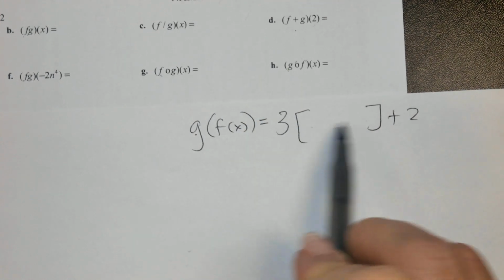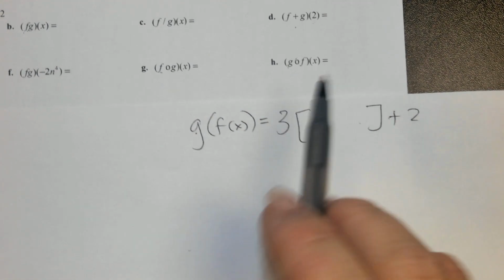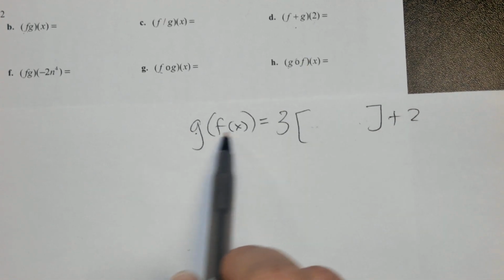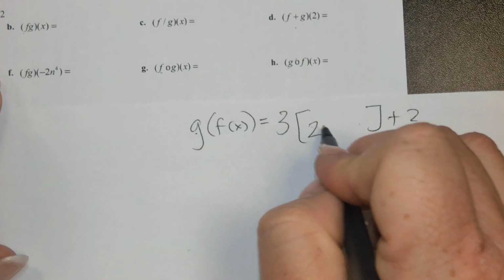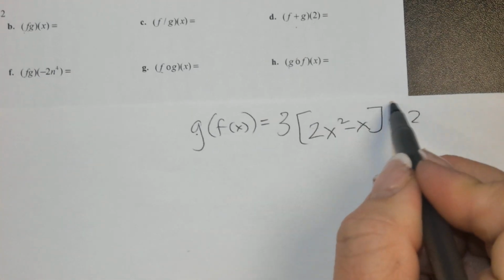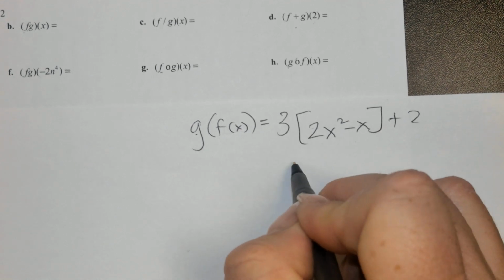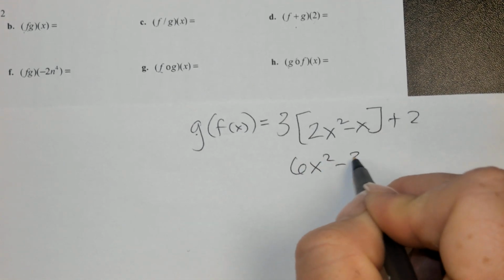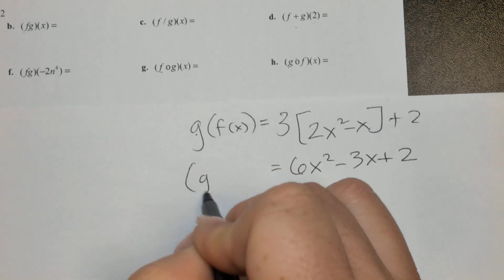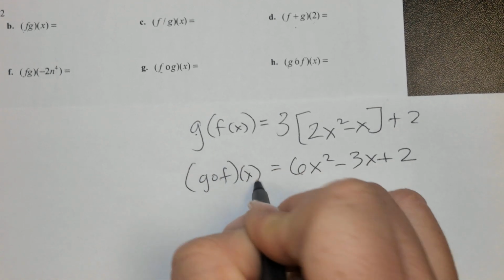Wherever there's a variable, I'm going to put an open space with a parenthesis or bracket. Now, what am I going to plug in there? I'm going to plug in f of x. So 2x squared minus x. This is much simpler here. Since there is no exponent, I can just distribute the 3 to get 6x squared minus 3x plus 2. That's all there is to it.